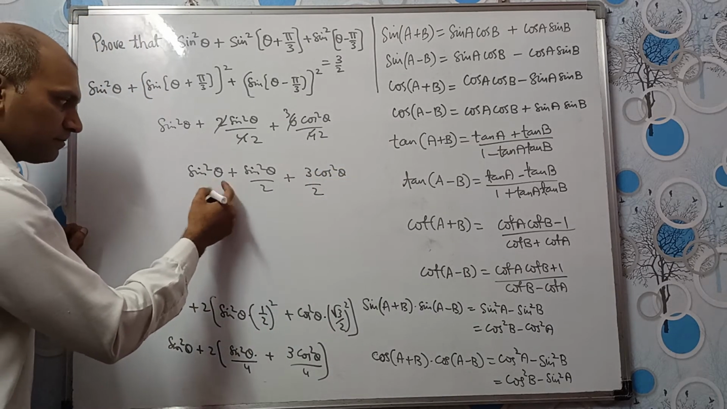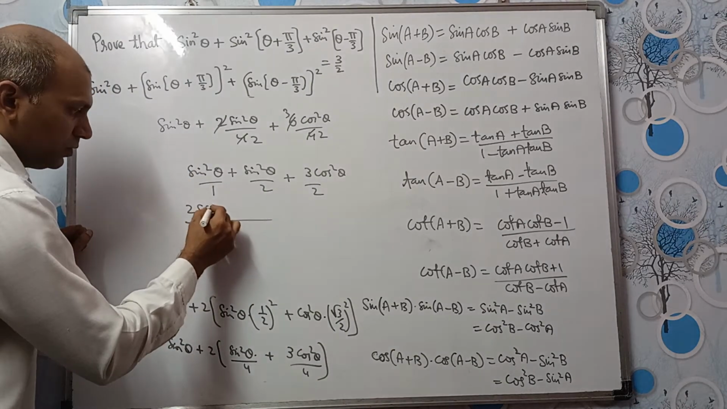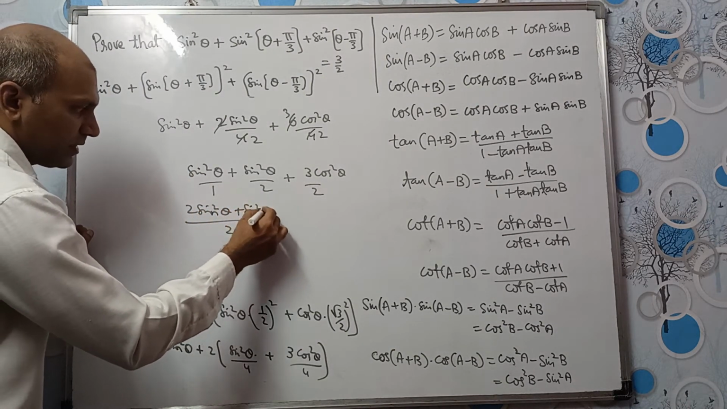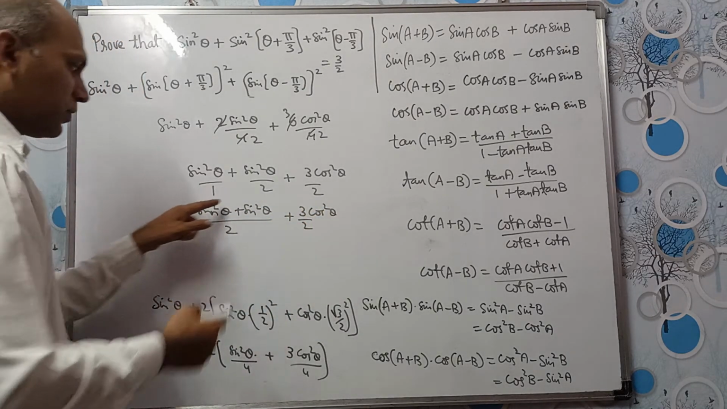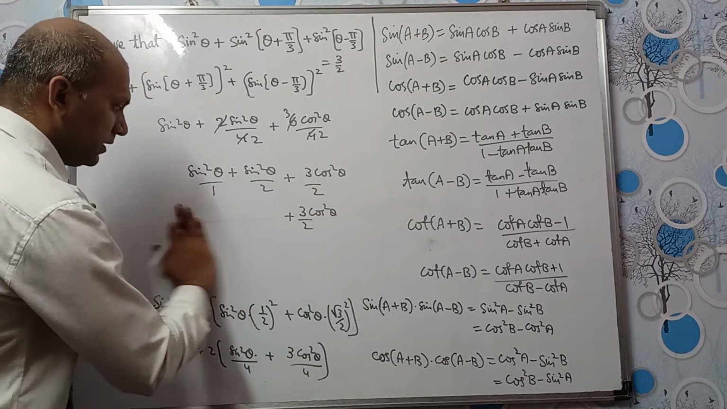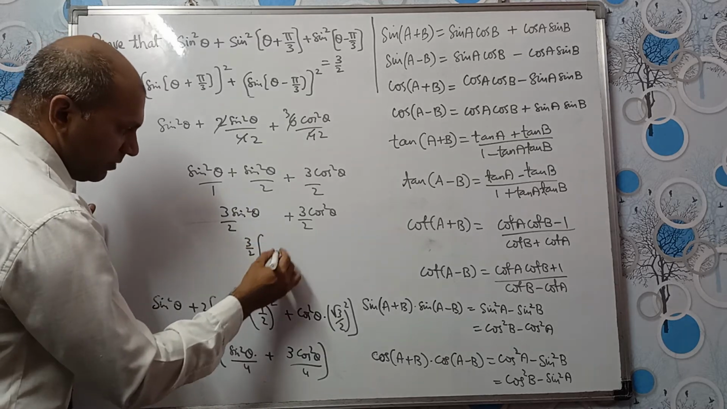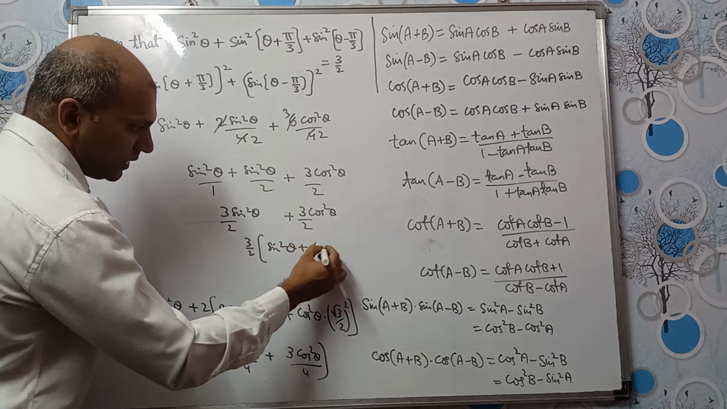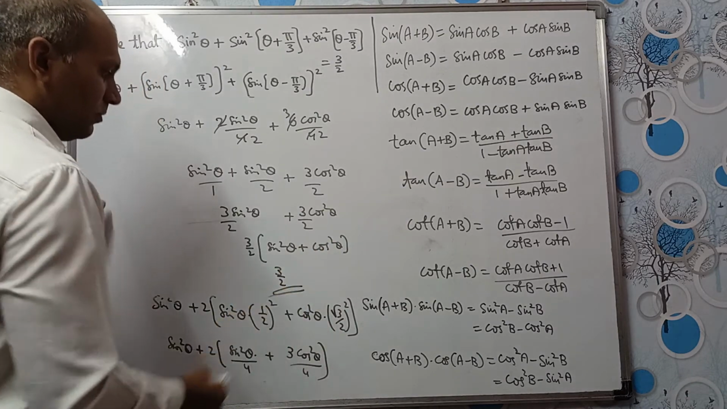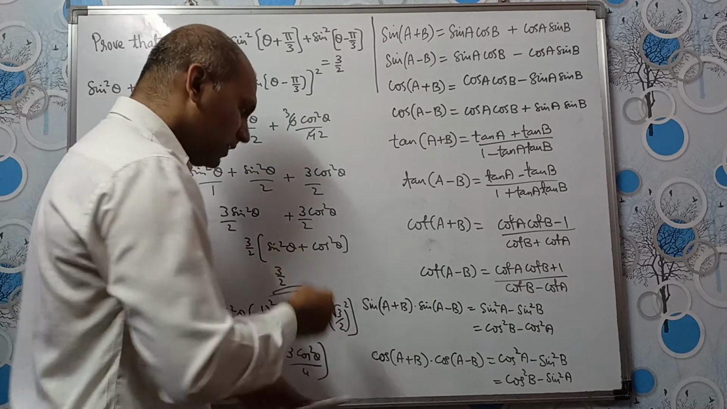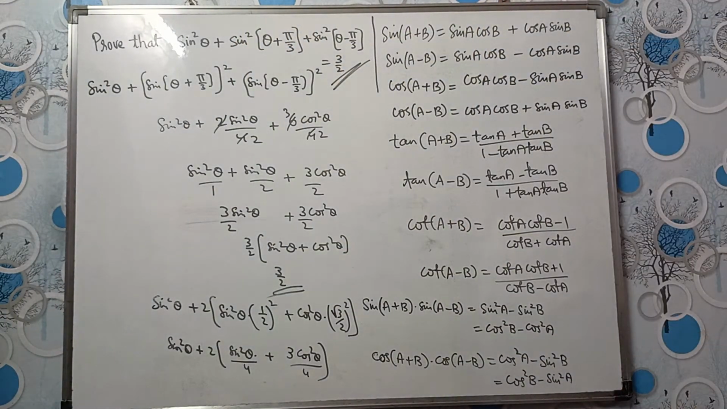If you add this, see, 1 into 2 is 2. If you cross multiply, this will be 2 sin²θ plus sin²θ, 3 cos²θ by 2. So 2 sin²θ plus sin²θ is 3, so it will be 3 sin²θ by 2. Can we take 3 by 2 common? Yes, we'll have sin²θ plus cos²θ, but this is equal to 1, right? So this is 3 by 2. 3 by 2 multiplied by 1 will give us 3 by 2, right? We needed to prove that it is 3 by 2.